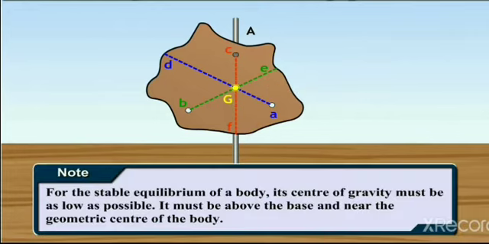Note: for the stable equilibrium of a body, its center of gravity must be as low as possible. It must be above the base and near the geometric center of the body.